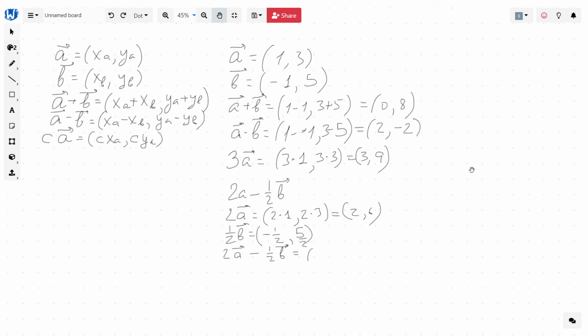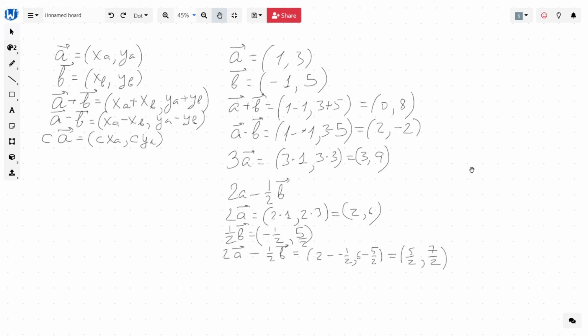And that's simply taking 2a minus half b: 2 minus minus half, 6 minus 5 halves, right? And that will be 2.5, which is 5 halves. And 6 minus 2.5 will be 3.5, and that's going to be 7 halves. All right. So pretty straightforward, pretty easy.